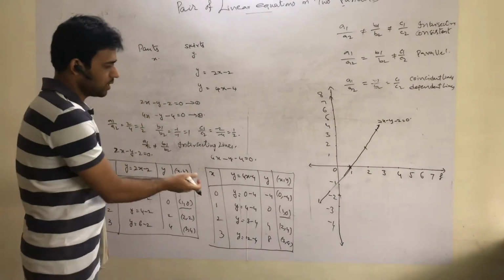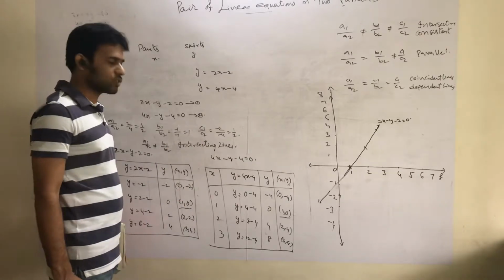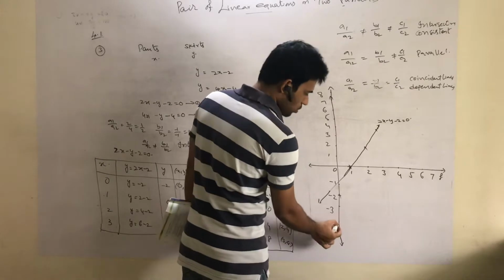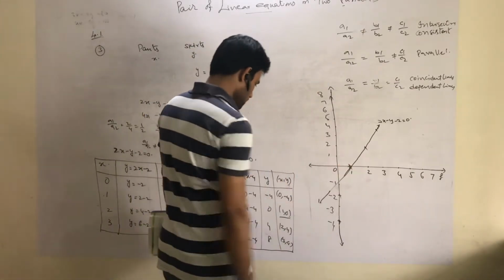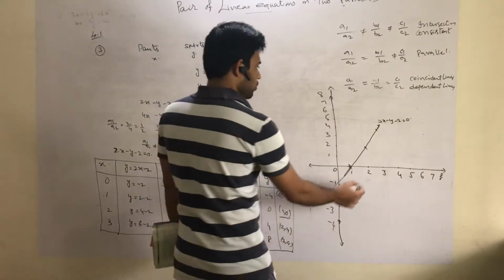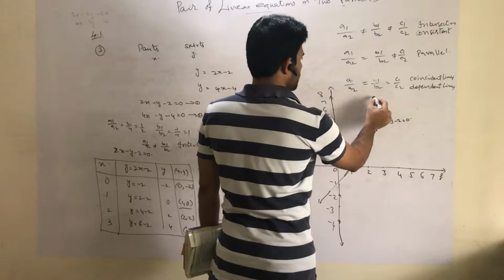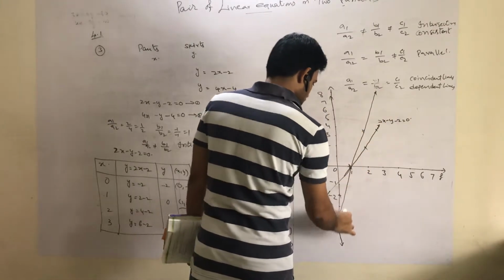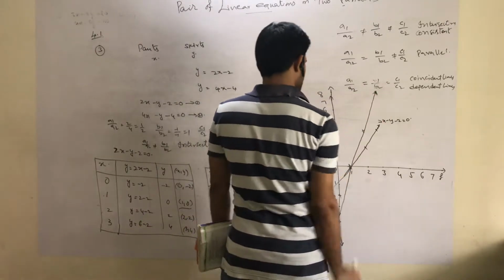Okay, next draw the line for the second graph, that is 4x minus y minus 4 equal to 0. So the points we have are (0, -4), which is here, and then (1, 0) is here, and (2, 4) is here, and then (3, 8) is here. So if you join all these points, you will get another straight line that is here.